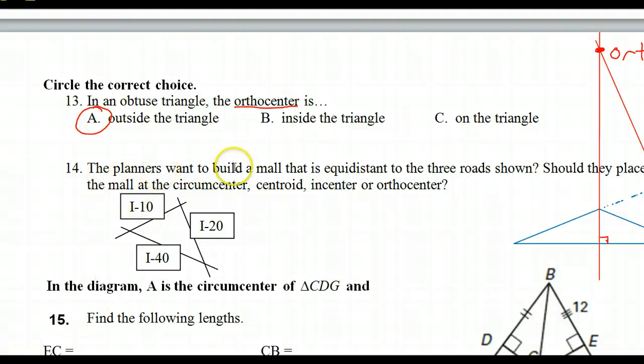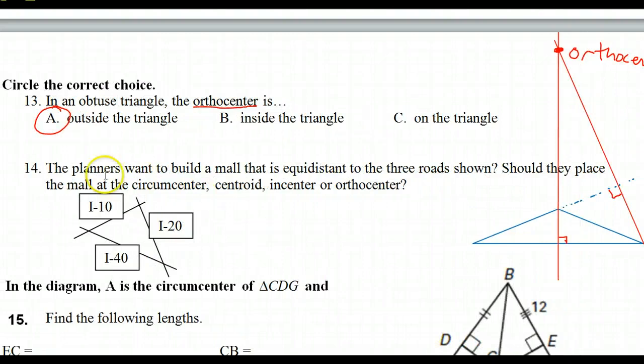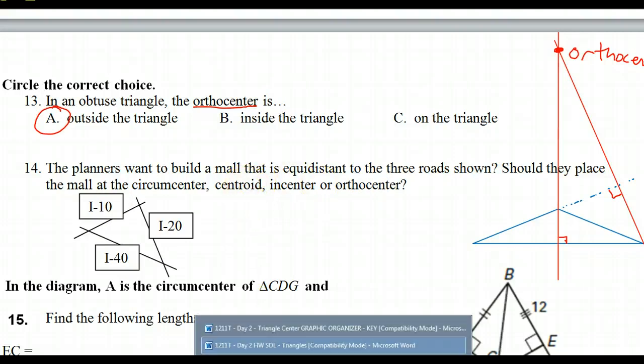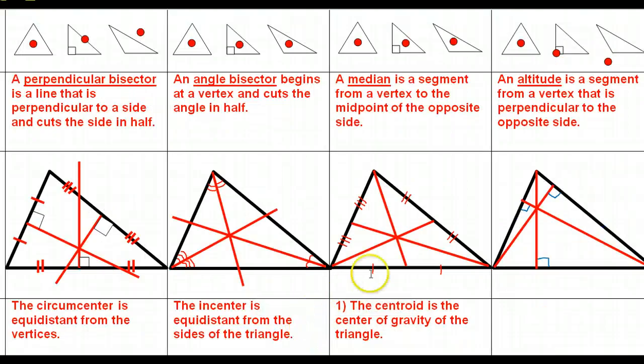So the planners want to build a mall that is equidistant to the three roads shown. Should they place the mall at the circumcenter, the centroid, the incenter, or the orthocenter? Look, the orthocenter doesn't have any special properties, so it is not going to be equidistant to anything. The centroid has special properties, but it doesn't have anything to do with being equidistant from anything.